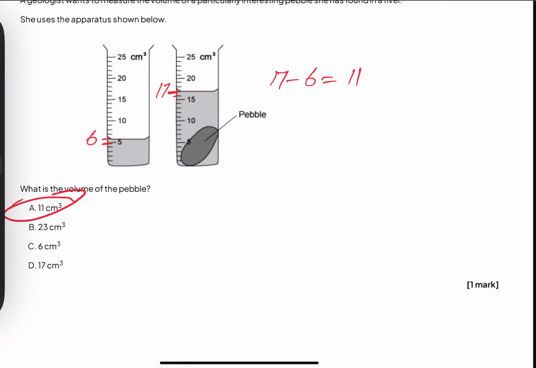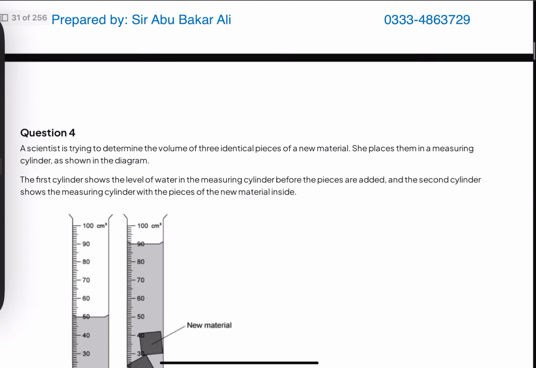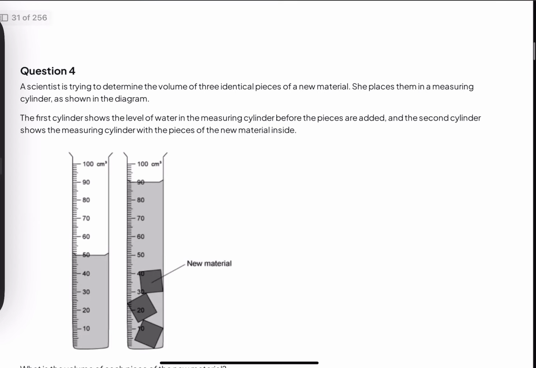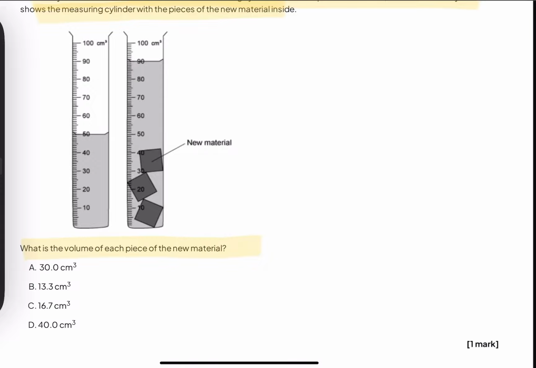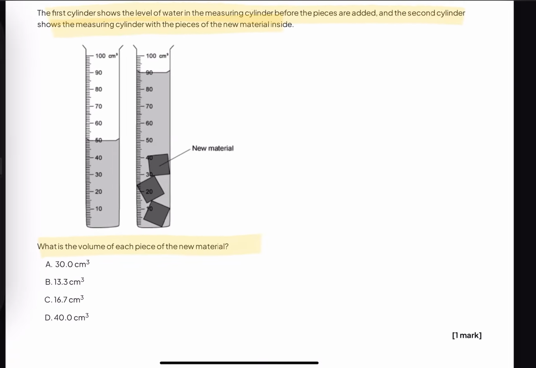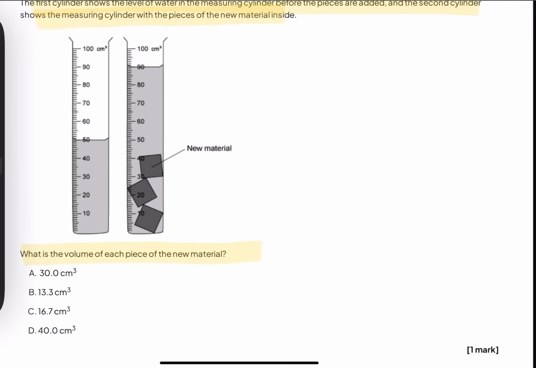Okay, in the next question, a scientist is trying to determine the volume of 3 identical pieces of a new material, and she has placed them in the cylinder. The first cylinder shows the water level in the measuring cylinder and the second cylinder shows the measuring cylinder with the pieces. What is the volume of each piece of the new material? Okay, first of all, we will find the difference in the volume of the measuring cylinder. That will give us the volume of 3 pieces.